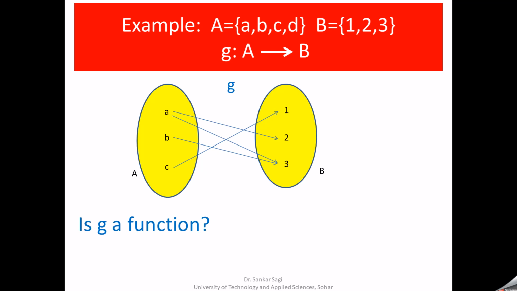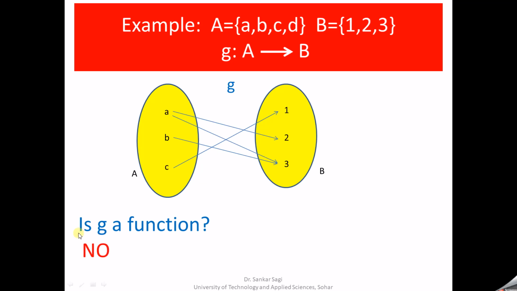Let us verify the definition of a function. All the elements of the first set have images, and the second condition is that each element should have only one image. That condition fails here because the element A has two images. A has the image 2 and the same element A has another image 3. So the uniqueness of images fails here.